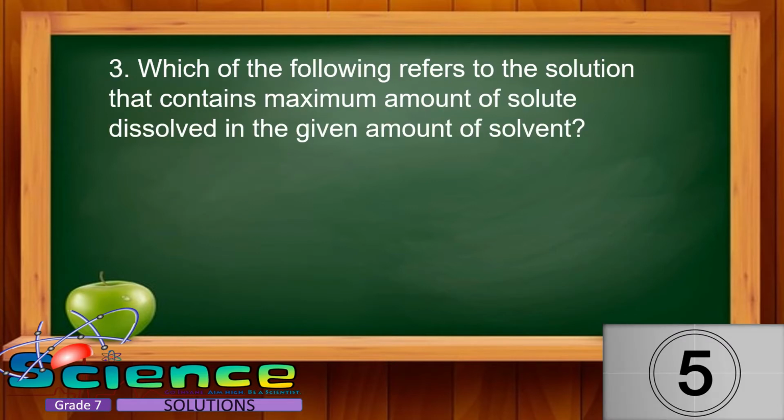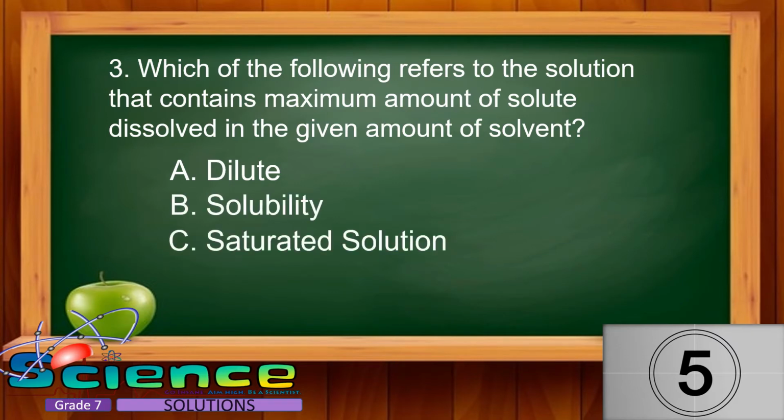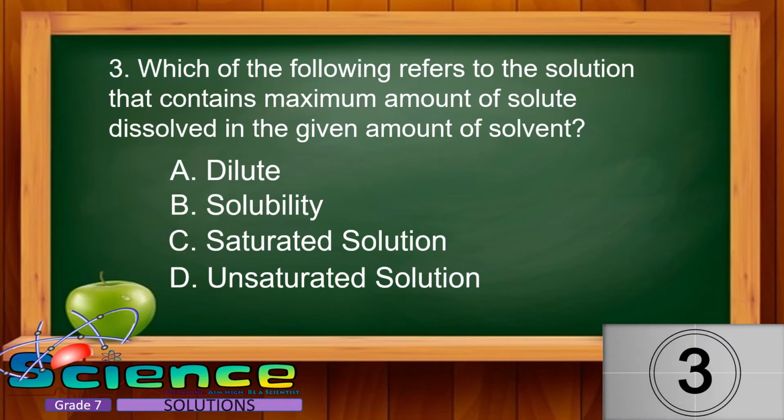Number 3. Which of the following refers to the solution that contains the maximum amount of solute dissolved in the given amount of solvent? A. Dilute. B. Solubility. C. Saturated solution. D. Unsaturated solution. The correct answer is letter C. Did you get it right?